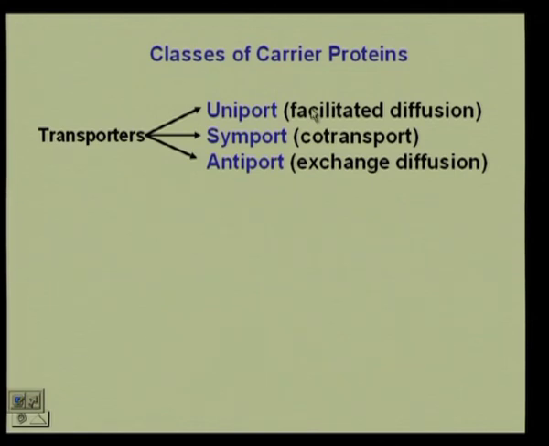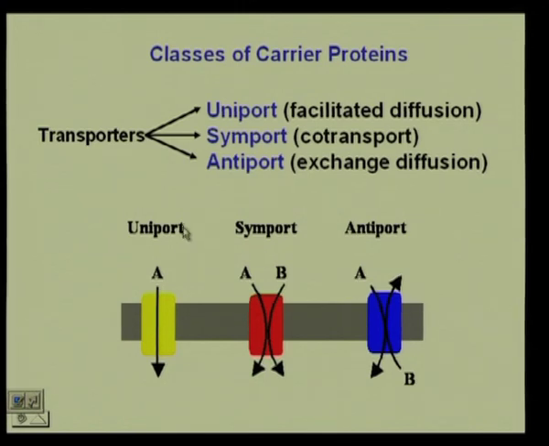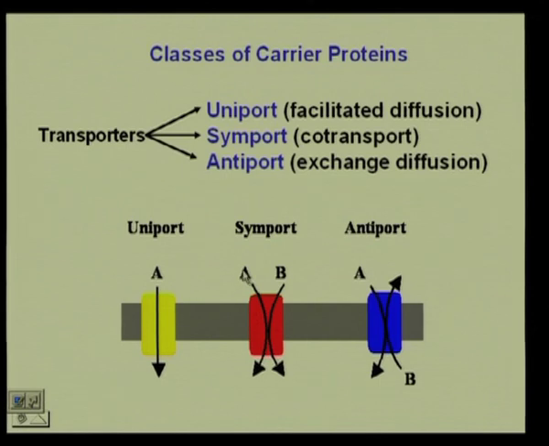Okay. Now, what this means is, I can show you the diagram here, it will be easier. In a uniport transporter, you have facilitated diffusion, so A is going from one direction to the other. That is uniport, it has just one directional movement. Symport is co-transport, it transports A and B together. So, it is a synchronous process that occurs when you have a symport. In antiport, you have an exchange diffusion. You have A going in one direction and B going in the opposite direction.